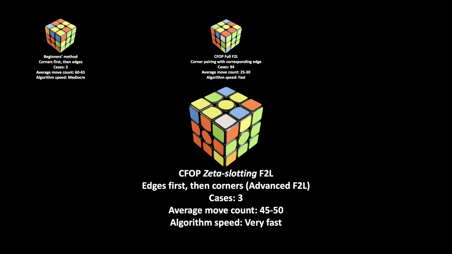Now, with Zeta-slotting, you would first solve the edges, then solve the corresponding corner. There are only 3 cases and 5 algorithms to learn, 2 of which only consist of 3 moves. The average solver would require 45 to 50 moves to solve F2L using Zeta-slotting. The algorithms are very fast. For those who know advanced F2L, Zeta-slotting is basically the special case where the edge is in the right slot. If you want to learn this special case, I have a tutorial covering F2L special cases for more advanced solvers.